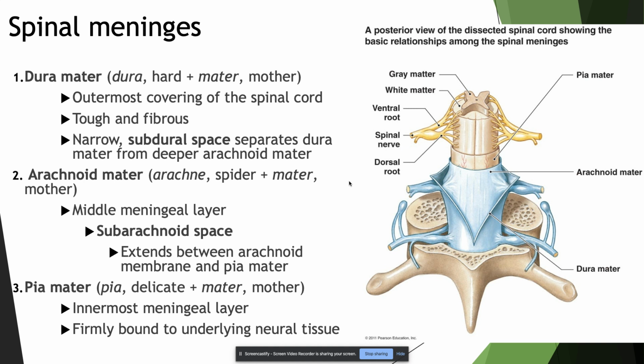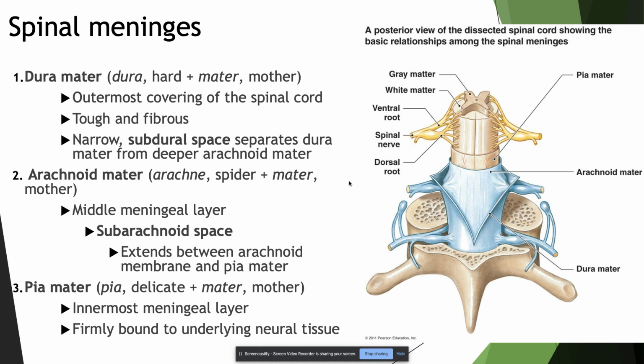The tough fibrous dura mater is the outermost covering of the spinal cord and contains dense collagen fibers that are oriented along the longitudinal axis of the cord. Between the dura mater and the walls of the vertebral canal lies the epidural space, a region that contains areolar connective tissue, blood vessels, and a protective padding of adipose tissue. So a narrow subdural space separates the dura mater from the arachnoid mater.